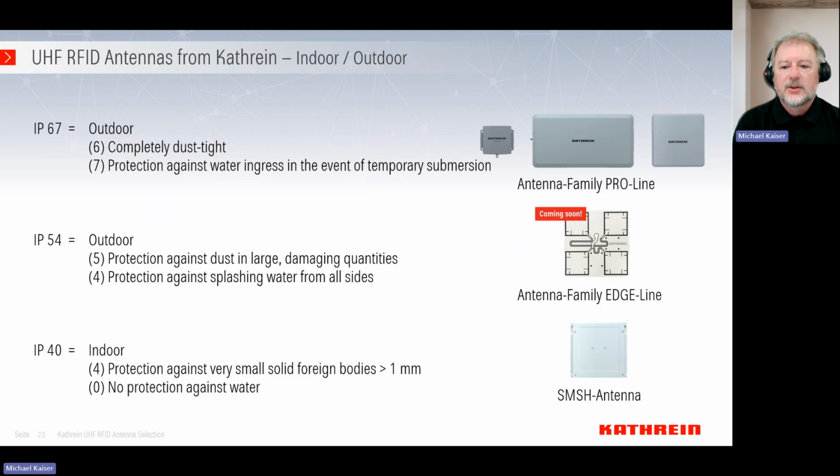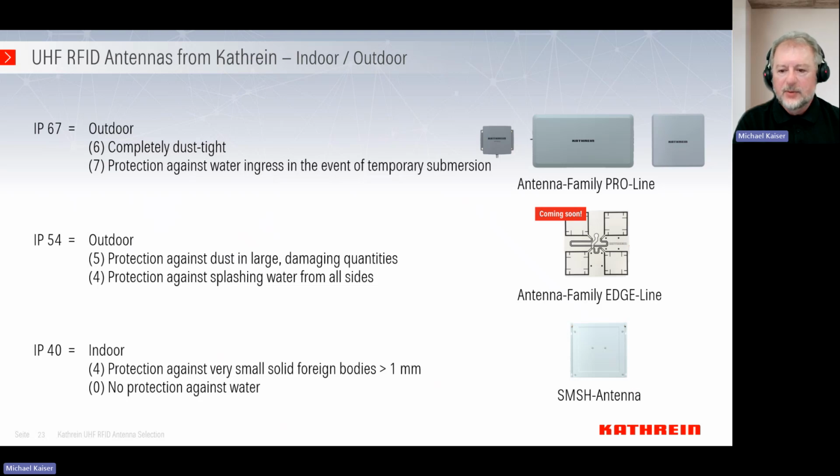Finally, some words about the usage indoor and outdoor. With the Pro line of the Kathrein antennas, you will find the antenna will have an IP protection class of 67. This means they are useful for outdoors. The 6 stands for completely dust tight, so no dust and no water comes in. And 7 means also we have no water ingress, even if we submerge the antenna below water.